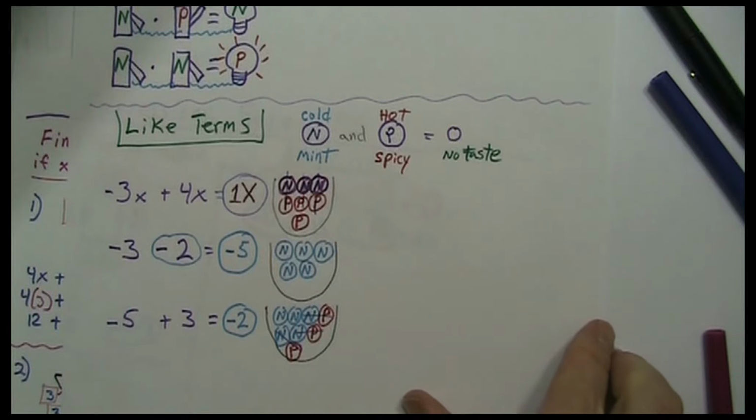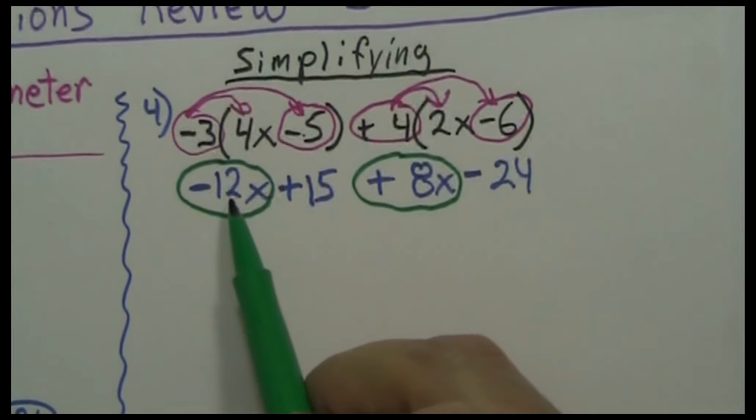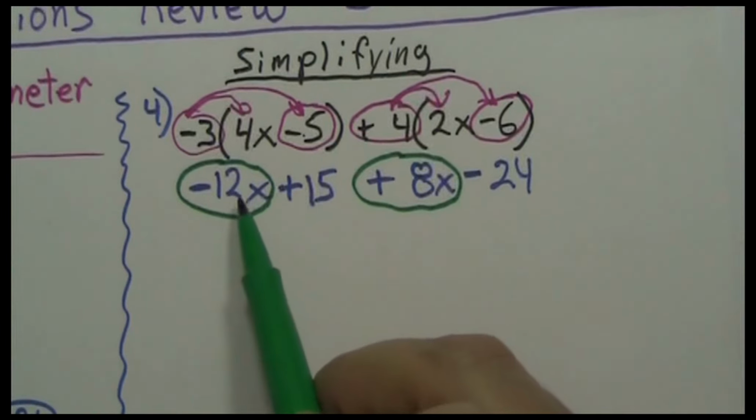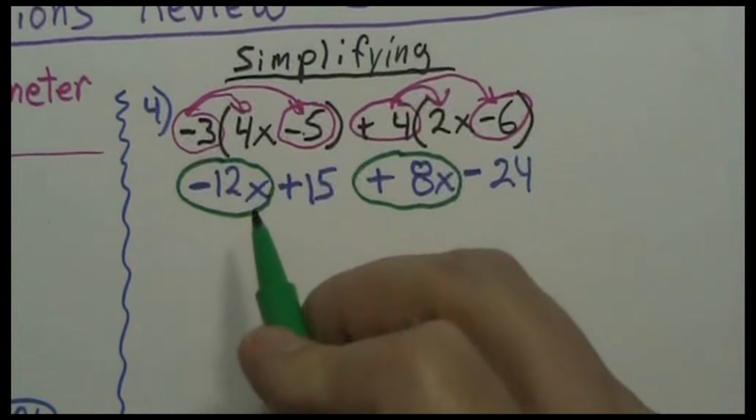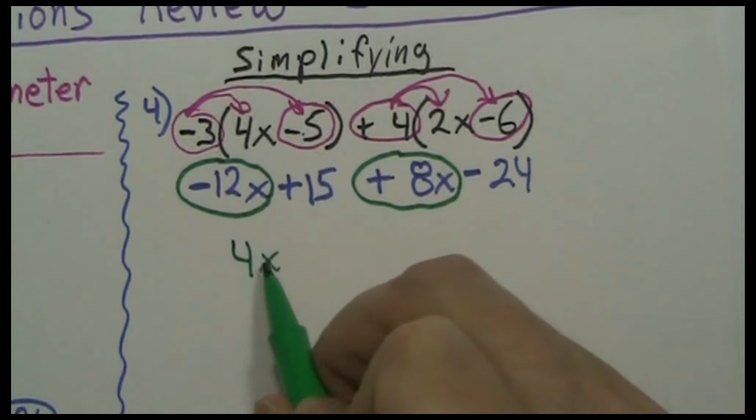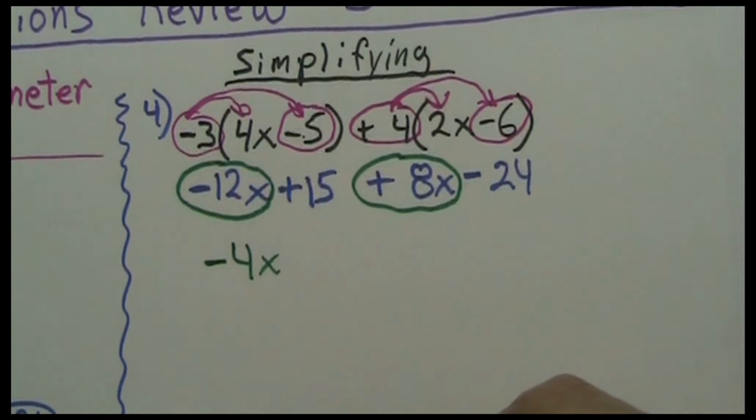Think of your tongue. So looking at this one, I have more cold than I do hot. More mint. How much more mint? 12 take away 8 is 4. There's more negative, so it's negative.